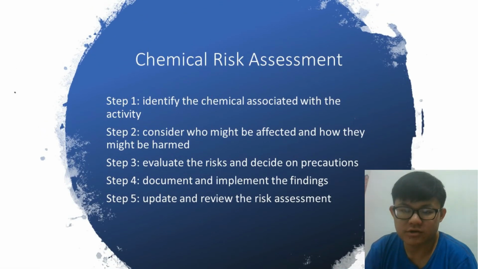According to health and safety authorities, there are 5 steps to assess the chemical hazard. Step 1. Identify the chemical hazard associated with the activities. Step 2. Consider who might be affected and how they might be harmed. Step 3. Evaluate the risks and decide on precautions. Step 4. Document and implement the findings. Step 5. Update and review the risk assessment.